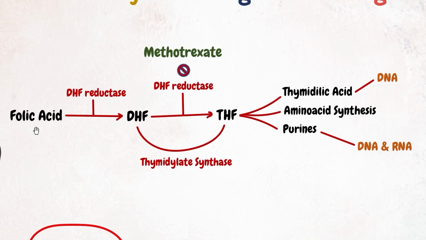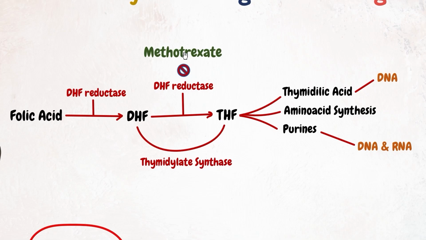So, folic acid is converted into dihydrofolate via dihydrofolate reductase. Then dihydrofolate is converted into tetrahydrofolate via the same enzyme, and then the tetrahydrofolate is converted into thymidylic acid, which is useful for DNA, amino acid synthesis, and purines, which are important steps for DNA and RNA. So tetrahydrofolate can convert back to dihydrofolate via the enzyme thymidylate synthase.